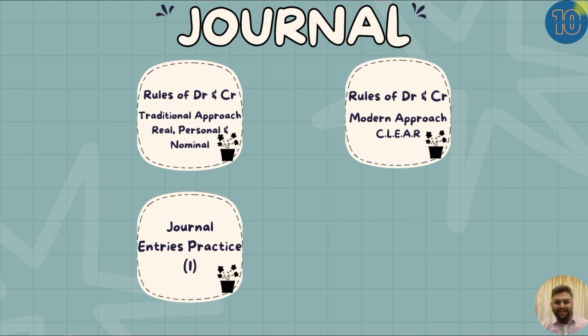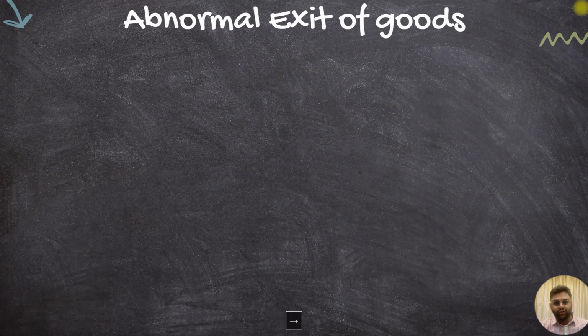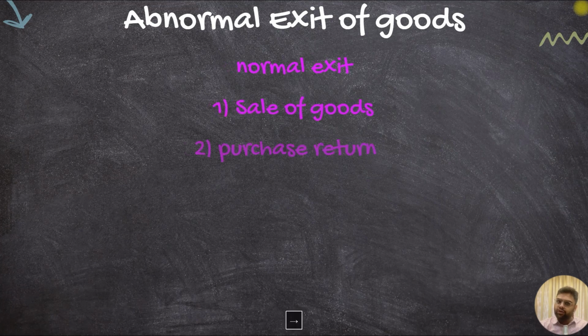Before jumping to practice, we will have to first understand an important concept, the concept of abnormal exit of goods. To understand abnormal exit, we need to know what is normal exit. Normal exit are of two types, sale of goods or purchase returns. Only in these two situations will an exit be called normal.